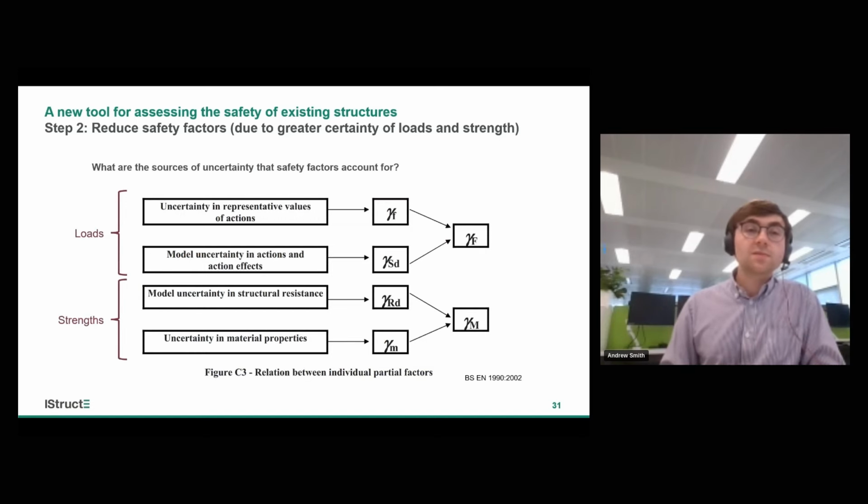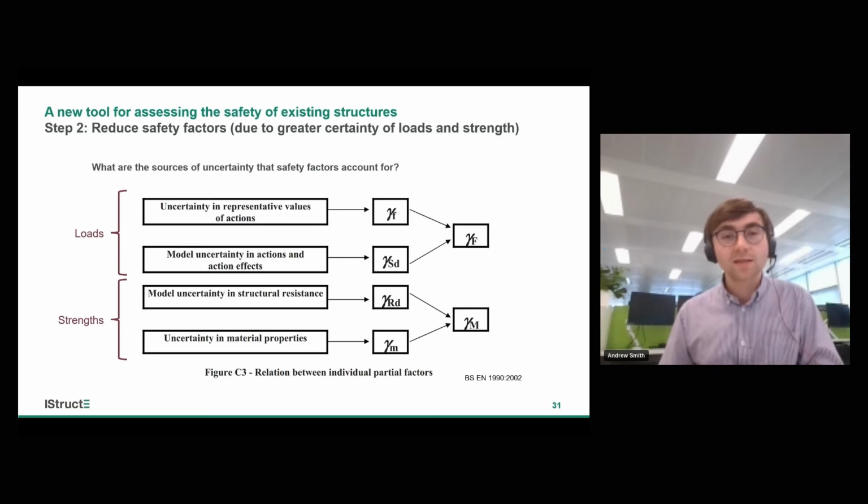So I mentioned some of these briefly earlier, but what are the sources of uncertainty that safety factors try to account for? Well, this is a diagram that's provided in the older version of Eurocode Naught. And it highlights an important thing. It shows that for both loads and strengths, the overall partial factors, on the left, gamma F for loads and gamma M for strengths, can be broken down into two parts.